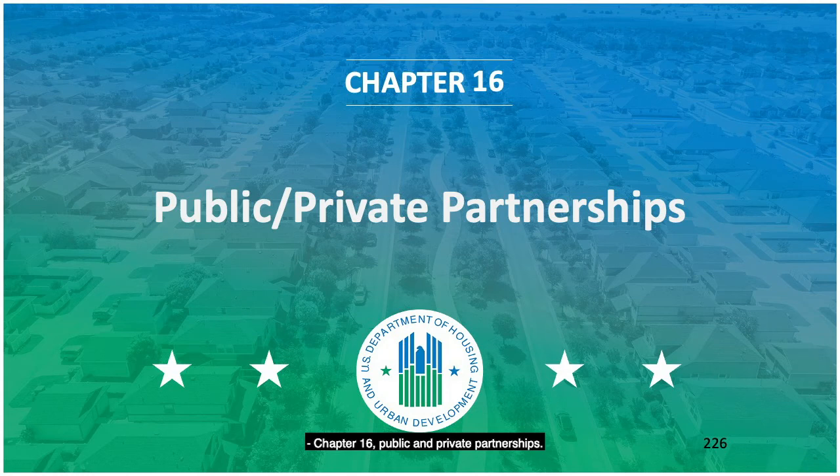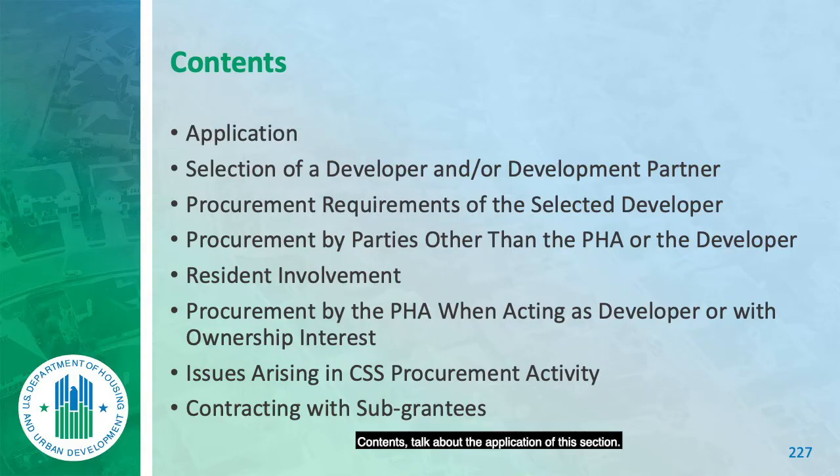Chapter 16, Public and Private Partnerships. Contents. Talk about the application of this section. Selection of a developer and/or developer partner. Oh yeah, this is done a lot. Procurement requirements of the selected developer. Procurement by parties other than the PHA or the developer.